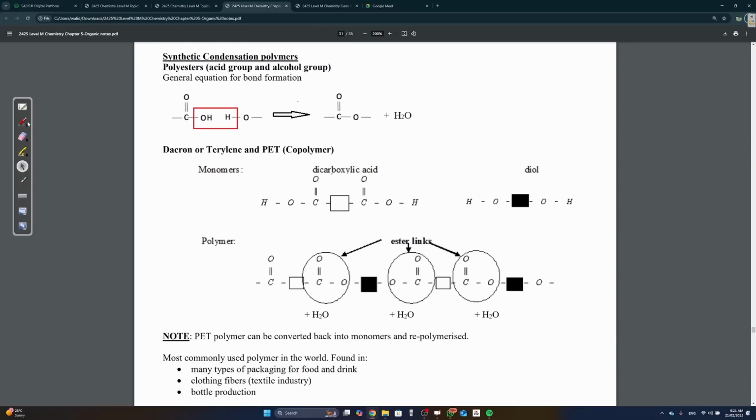So since our polymer is actually coming from two things, the alcohol and the carboxylic acid, how many monomers do you have in this case? Two, right? You have the carboxylic acid and the alcohol.